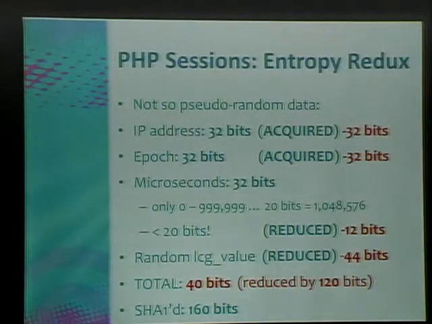PHP started up. This is awesome. So we've just reduced the IP address, reduced epoch, reduced microseconds from 32 to 20 bits, and then our random LCG value reduced from 64 bits to 20 bits. It's a total of 40 bits. This is awesome. This is something I can actually brute force.